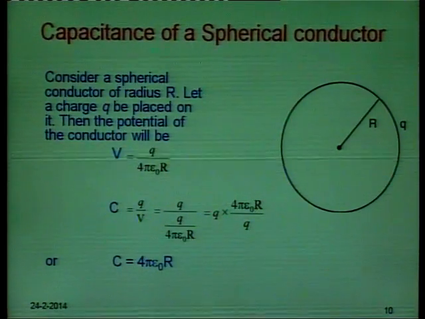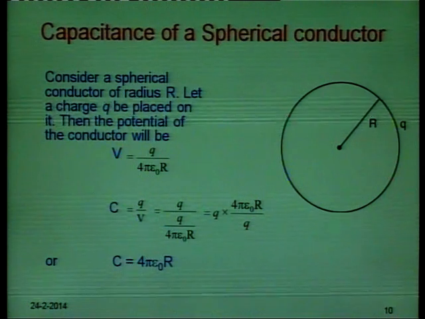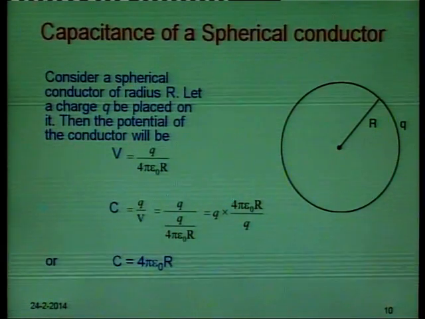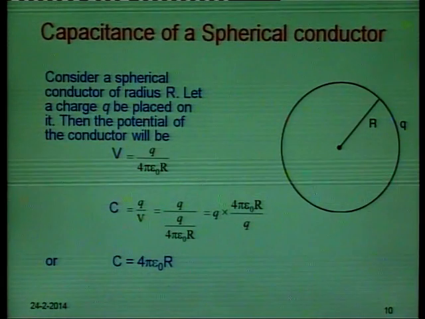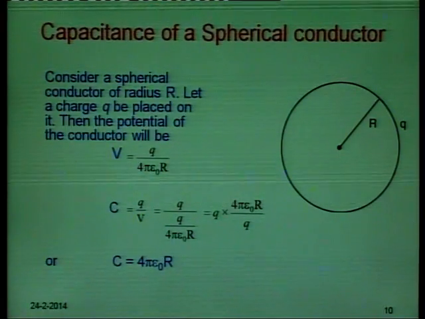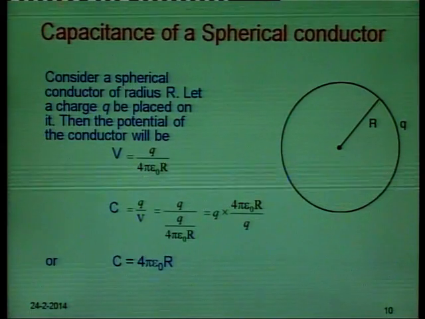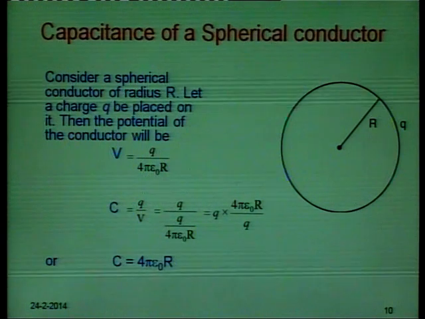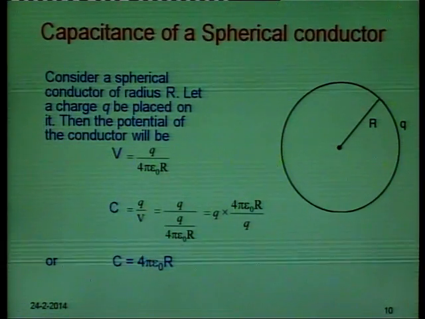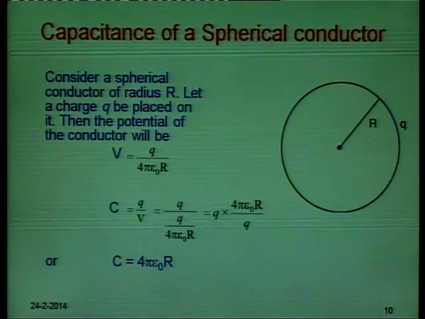How to calculate the capacitance of a spherical conductor? If you have a spherical conductor of radius r, say, and let us say we place a charge q on the spherical conductor, then you should know from the definition of potential that potential of the conductor is given by q upon 4 pi epsilon naught r. Just now we have defined capacitance as the ratio of charge to potential. Put the value of V there, you will find that capacitance comes out to be 4 pi epsilon naught r. So, in the case of a spherical conductor, capacitance is directly proportional to the radius of the spherical conductor.